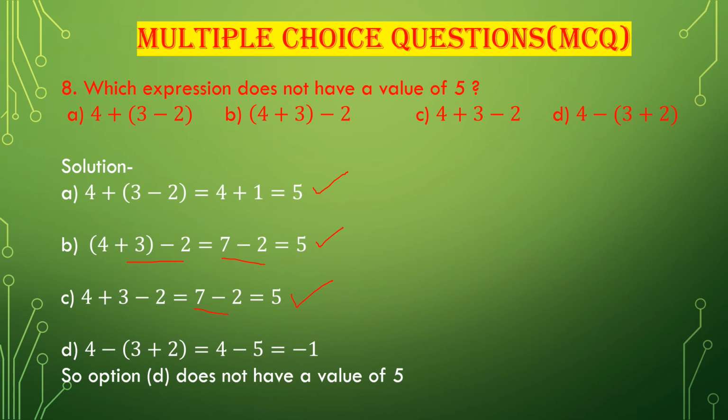That is equal to the value 5. And D, 4 minus (3 plus 2). 3 plus 2 is inside the bracket, so the bracket operation will be performed first. 3 plus 2 is 5. 4 minus 5 is equal to minus 1. That is not equal to 5. So option D does not have a value of 5. So option D is the answer.